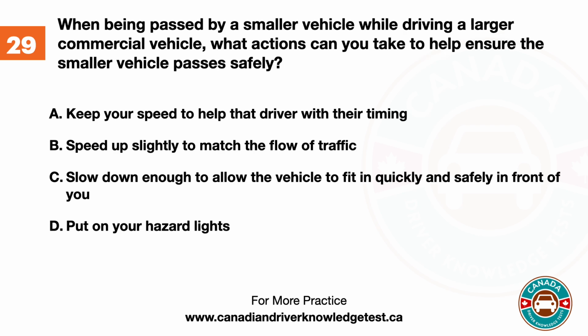Question 29. When being passed by a smaller vehicle while driving a larger commercial vehicle, what actions can you take to help ensure the smaller vehicle passes safely? A. Keep your speed to help that driver with their timing. B. Speed up slightly to match the flow of traffic. C. Slow down enough to allow the vehicle to fit in quickly and safely in front of you. D. Put on your hazard lights. The answer is C. Slow down enough to allow the vehicle to fit in quickly and safely in front of you.